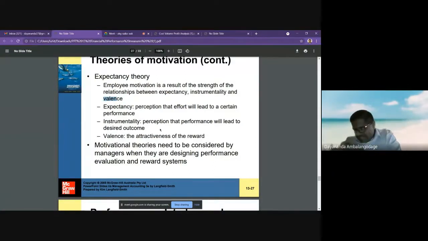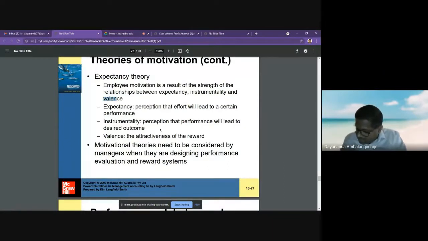When you put certain efforts, you know that there is an outcome. But instrumentality is, you know that you will get the desired outcome. Valence is the attractiveness of the rewards. Three things. Expectancy, you put some effort, you know the result is there.